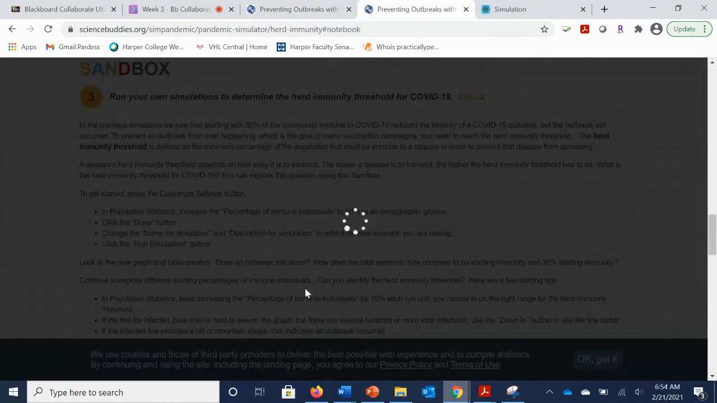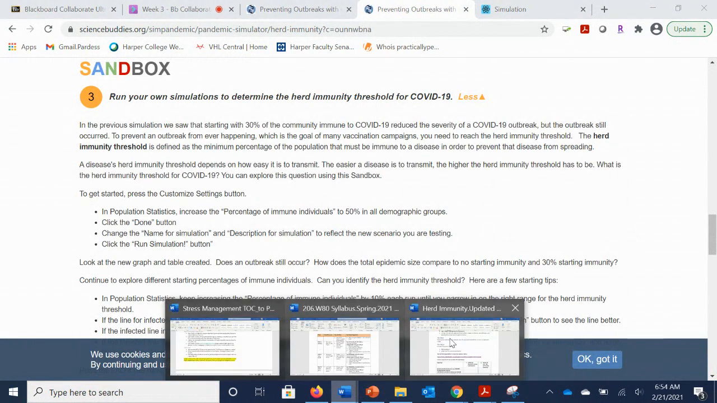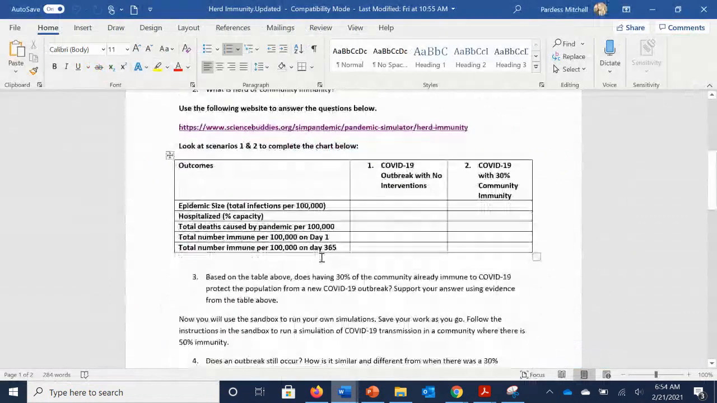And you can see here when the chart comes up, what the chart will look like. So you'll play around with those numbers a little bit so that you can figure out what the threshold is. Let me go back to the worksheet.